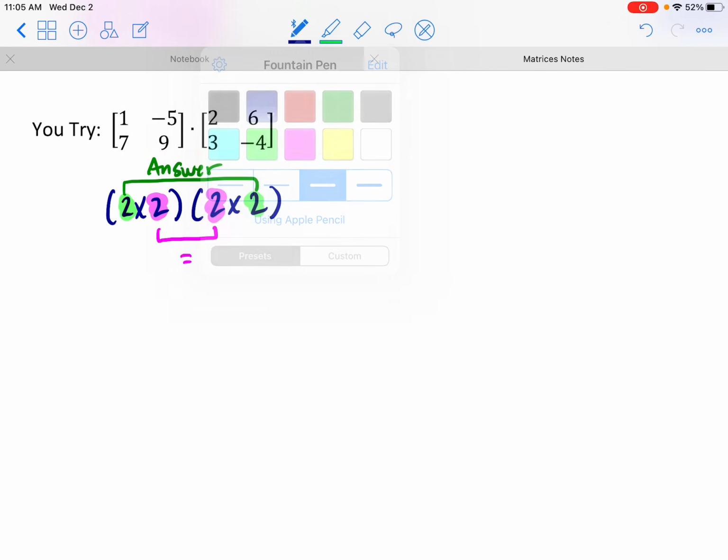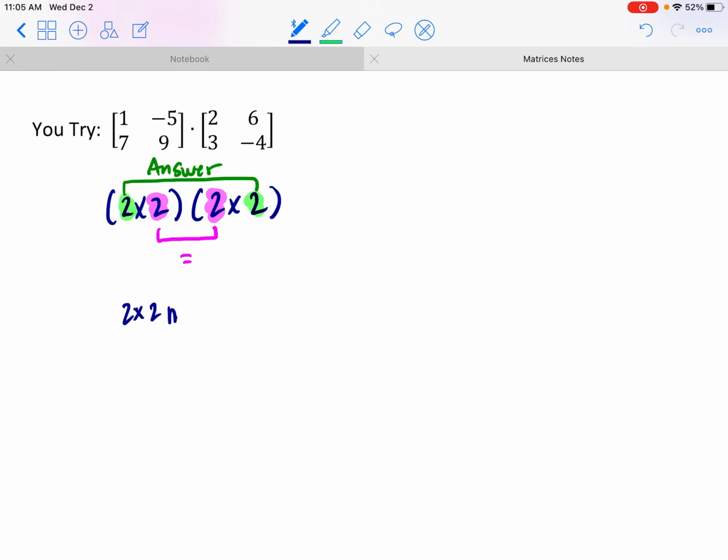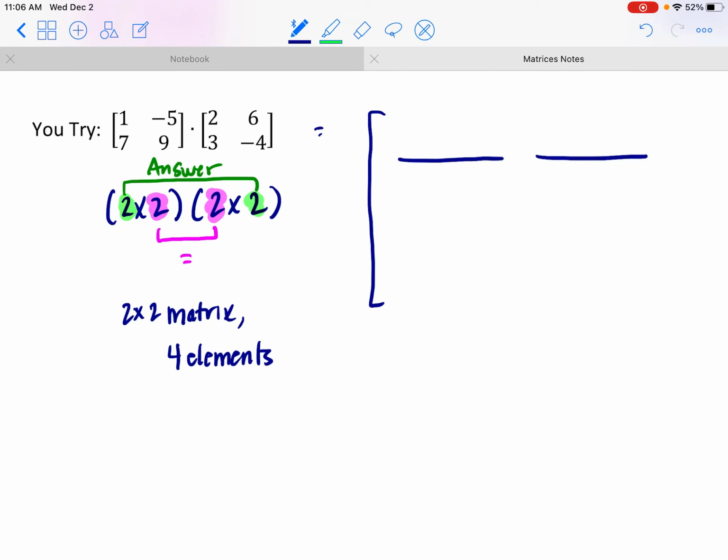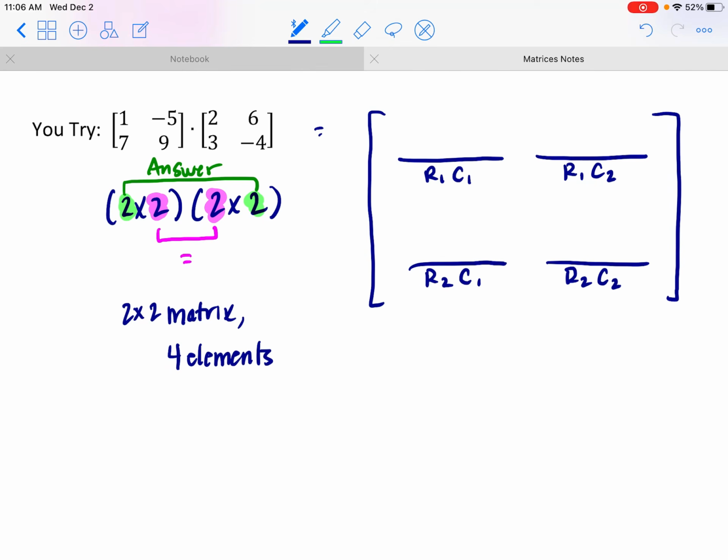So we're going to have a 2 by 2 matrix, which means it's going to contain 4 elements. Alright, so 4 elements in these 2 rows and 2 columns. So 1, 2, 3, 4. And this would be row 1, column 1 of the answer. This would be row 2, column 1. This is row 1, column 2, and this is row 2, column 2.